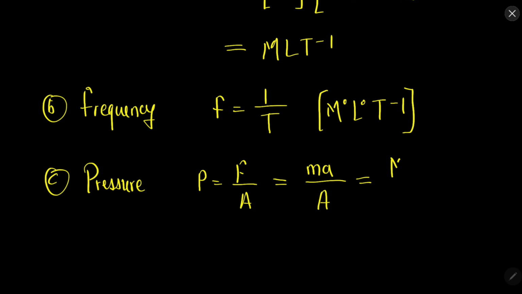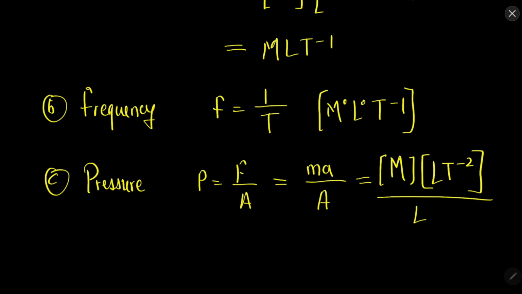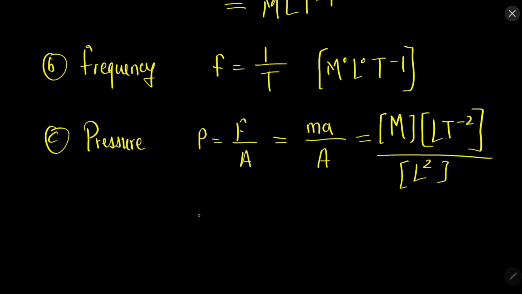So the dimension of mass is M, the dimension of acceleration is meter per second square, that is L T⁻², upon area. Area is length square. So if you solve this, the dimension of pressure will be M L⁻¹ T⁻². So this will be the dimension of pressure.